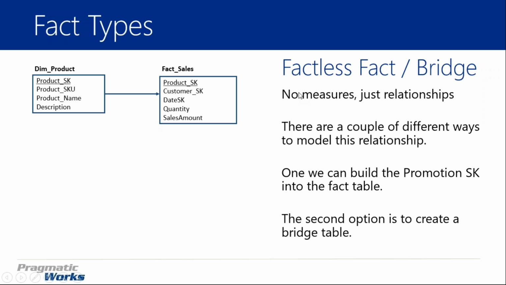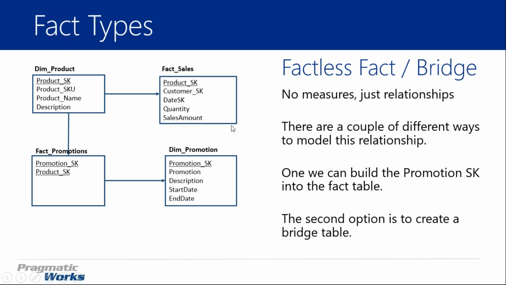A better way to model this is to create a bridge table, to not use the fact table itself. So there's no measures in a factless fact table or a bridge table. You can use either one as far as terminology is concerned. I prefer to call it a bridge table, but they're also known as factless fact tables, and they're called factless fact tables because there's no measures in them. They just store the relationships. There are a couple different ways to model this. I showed you one already.